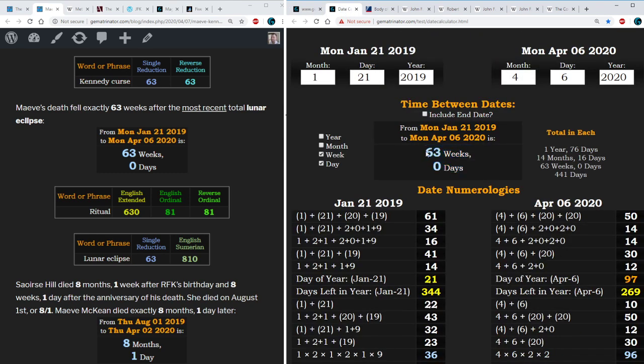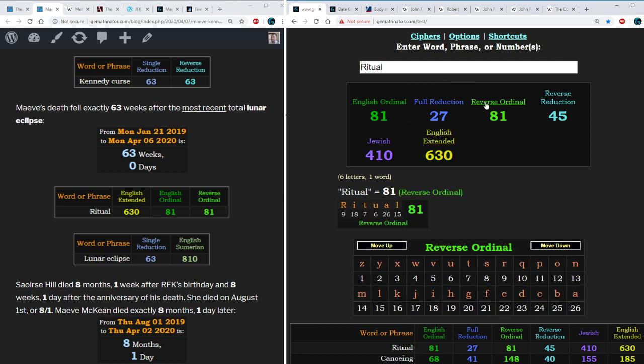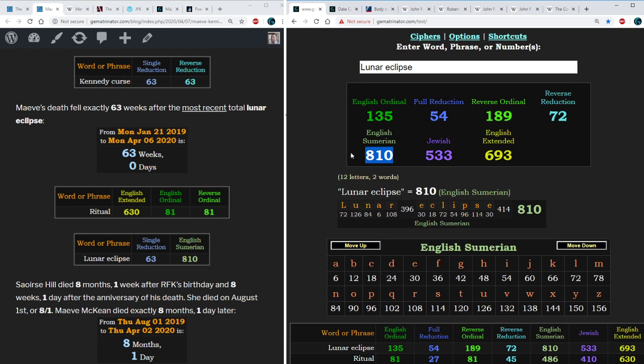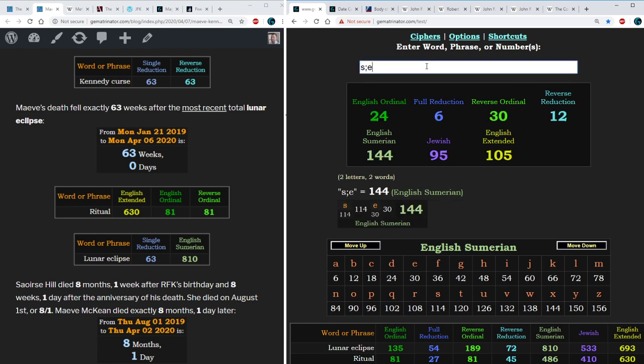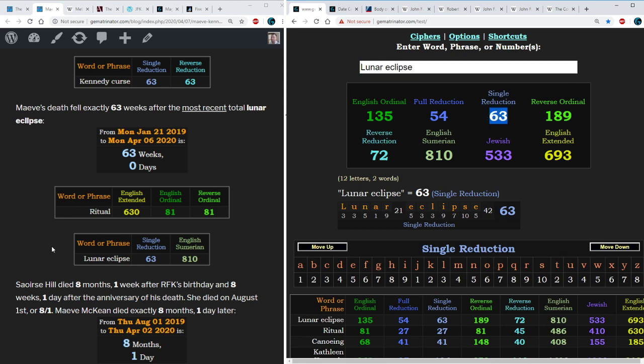The 630 is also relevant. Notice how the word ritual equals 630. In our ordinal methods, ritual equals 81 and 81 in reverse. Notice how lunar eclipse also sums to 81, 810 in Sumerian. And in reduction, it sums to 63. So ritual and lunar eclipse, different methods, same gematria.